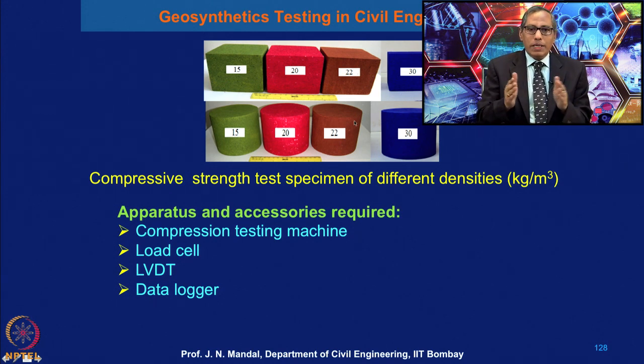So, what is the apparatus and accessories required? You need a compression testing machine, a load cell, LVDT, and a data logger for recording the data.